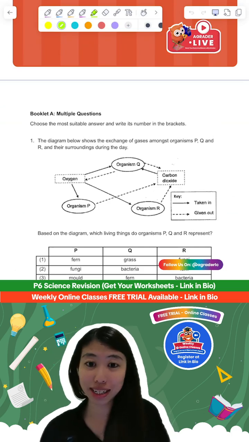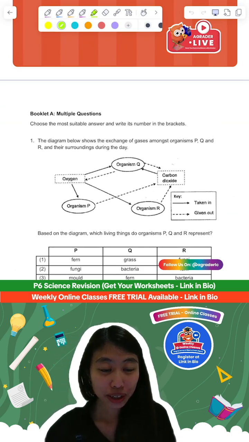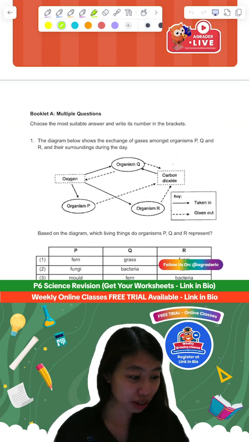So firstly, it says here that the diagram below, yeah, I do wear specs occasionally.